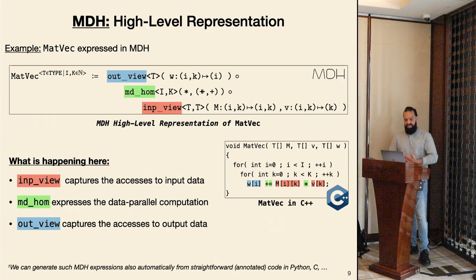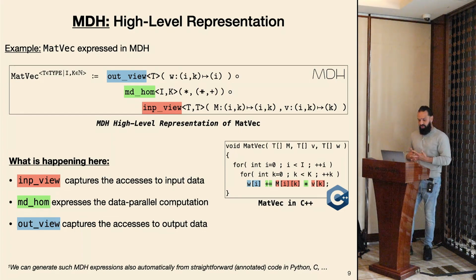InView captures the access to the input data. In this example, we have a matrix M and a vector V, and at each point of the iteration space, we access the matrix at position ik and the vector at position k. MDHom now expresses the data parallel computation part, which is applying multiplication to the accessed matrix and vector elements.